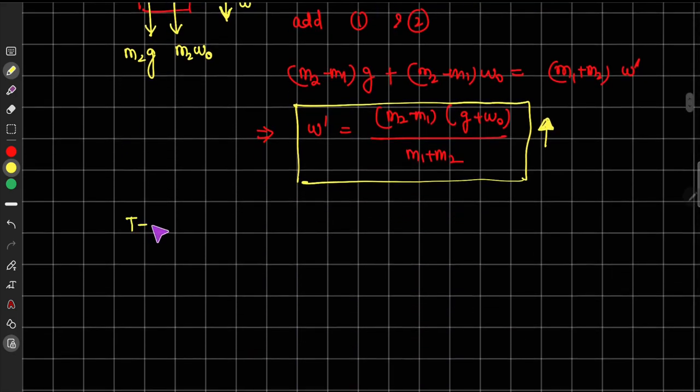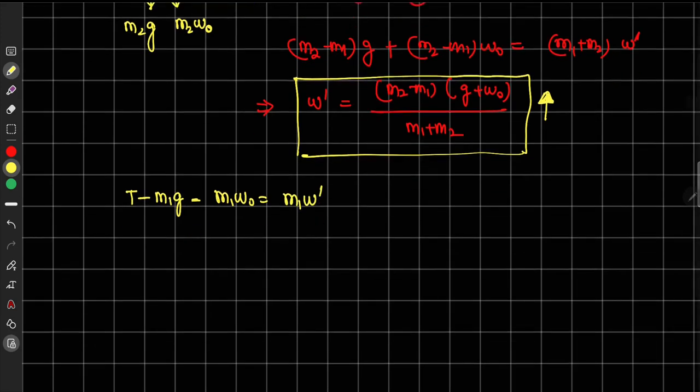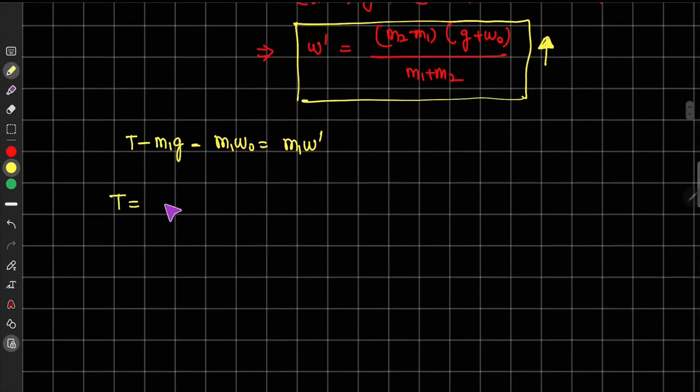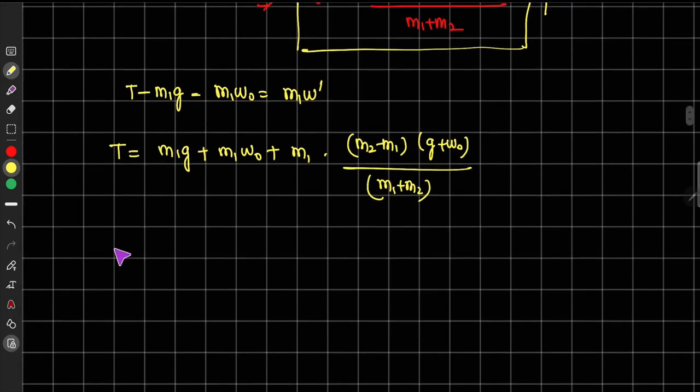So we can say T minus m1g minus m1 w0 is equal to m1 w'. So from here we can write T is equal to m1g plus m1 w0 plus m1 into m2 minus m1 times (g plus w0) whole divided by m1 plus m2. So let us expand it.